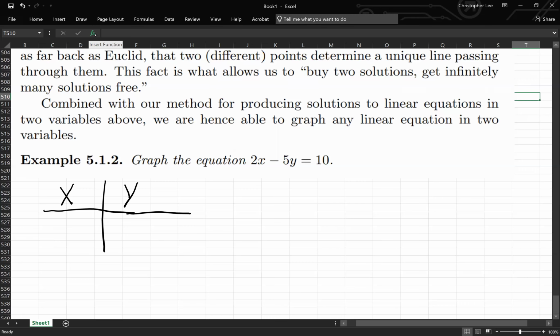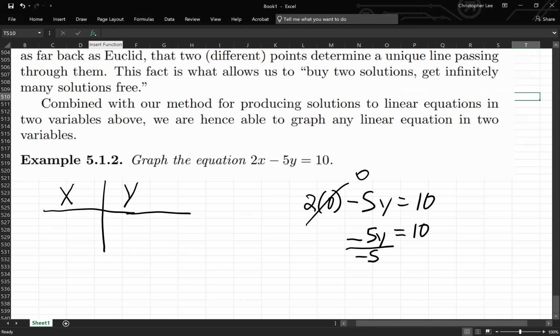All right. Plug in 0 for x, right? So I have 2 times 0 minus 5y equals 10. You know that this is 0. So negative 5y equals 10. Divide by negative 5, which you do to one side, you do to the other. So y equals negative 2, right? So when x is 0, y is negative 2. That's simple, right?